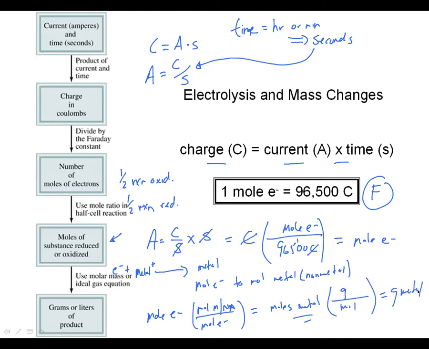Now, if we were doing something like we just saw on the previous slide, something with water, where we produce oxygen gas and hydrogen gas, when we deal with gases, sometimes we're more interested in volumes. That will usually involve our good friend PV equals nRT, the ideal gas law, where we would solve for V, which would be nRT over P. The n would come from right here.